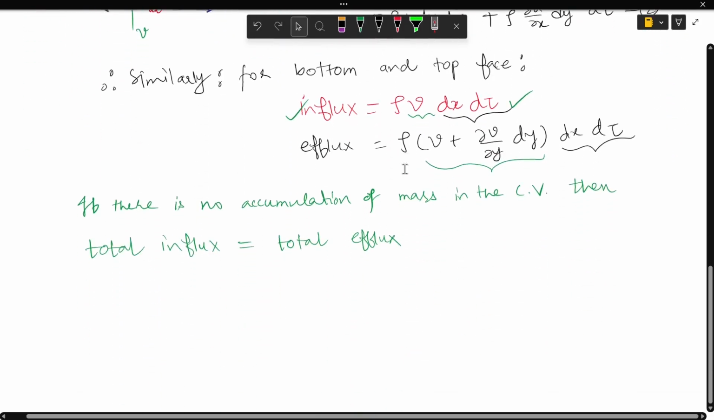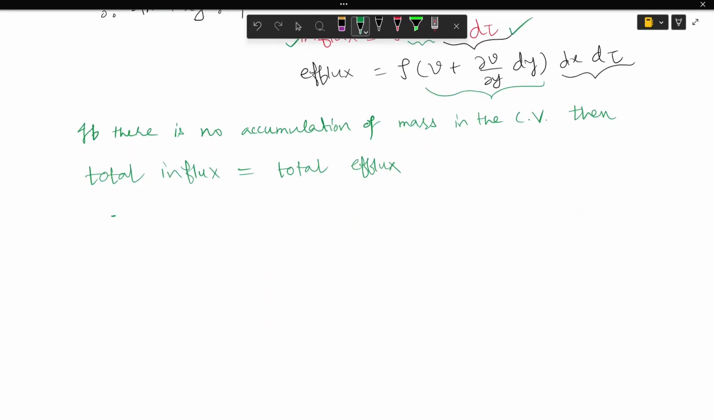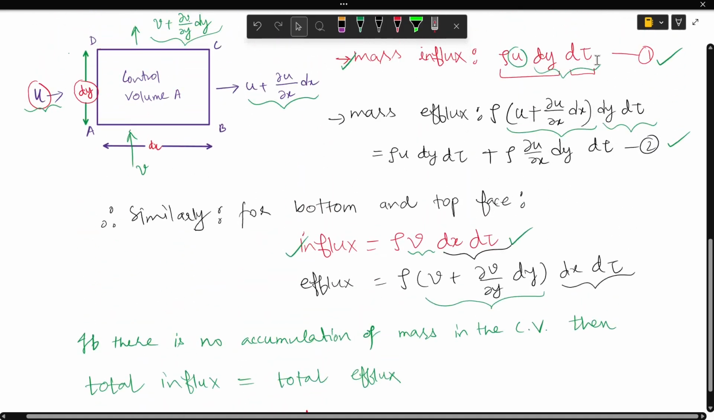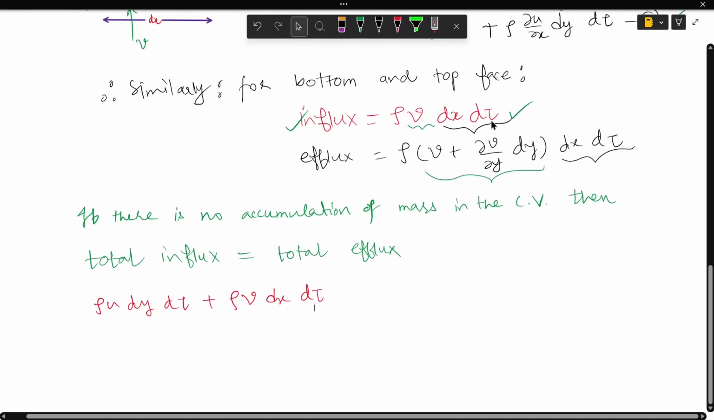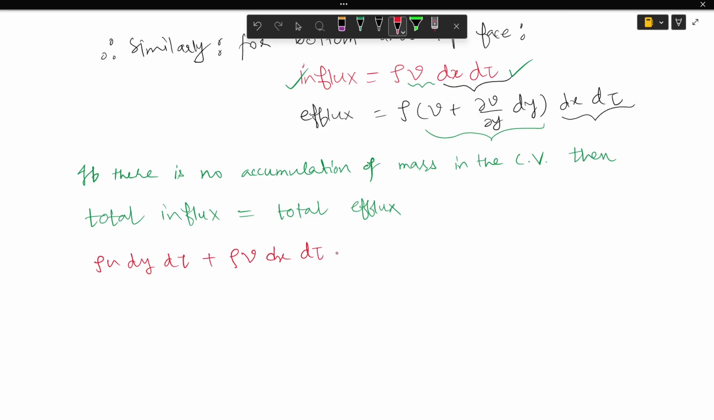So let's add them. So we can write rho u. Let me change the color so that it becomes easy for you. So rho u dy d tau plus rho v dx d tau. I have added this equation, rho u dy d tau and rho v dx d tau. Okay, and it is the influx. And what is the efflux? I have written in black, that is rho u plus.